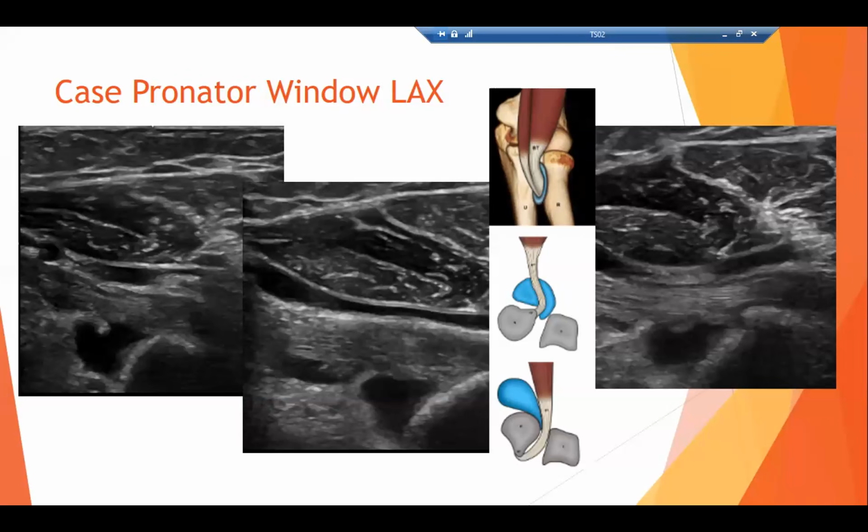Other things that can certainly coexist or sit next to this are insertional brachialis tendinopathy. So don't forget to scan all the way, not just the muscle at the anterior elbow, the brachialis all the way down to the ulna.